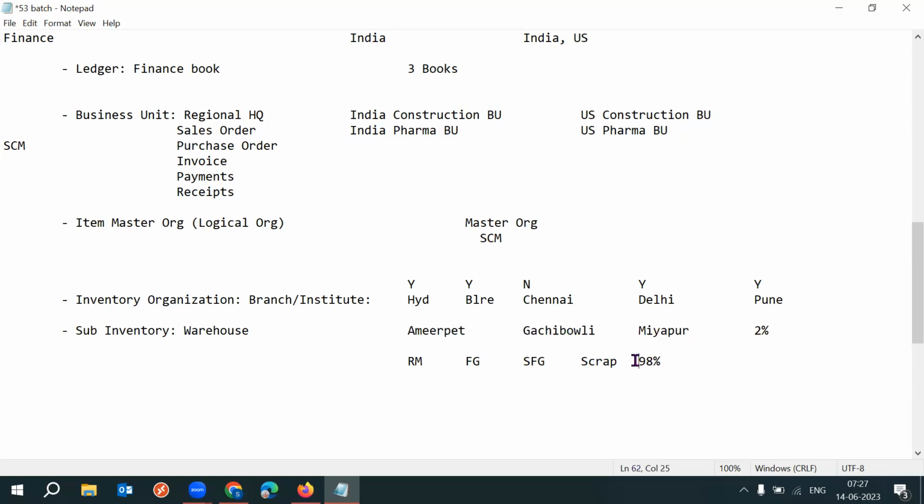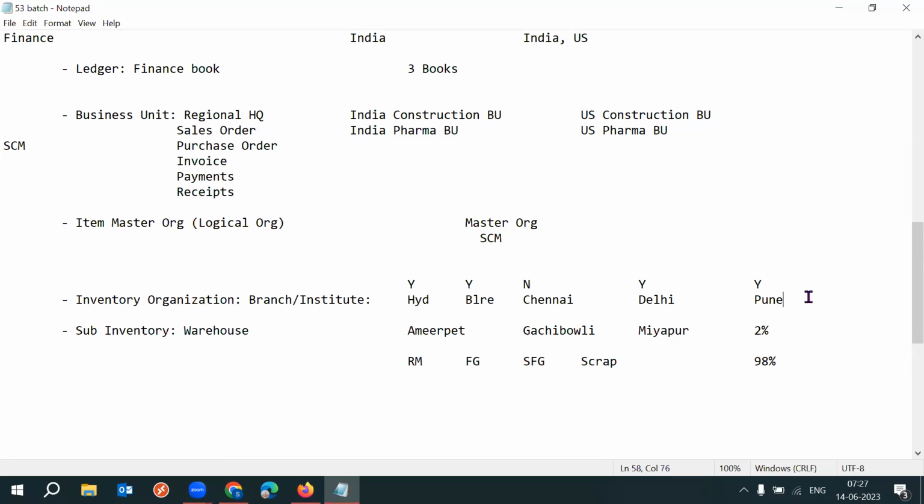Clear? Yes. So what is meant by, Krishna, that means this inventory organization, Hyderabad, Bangalore are also logical ones, right? How are you saying it's a logical one? Because Hyderabad is a place, but when you are doing the live transactions, you are doing it from a particular place, right? Again, in Hyderabad, we have to go and store the items in a particular place.